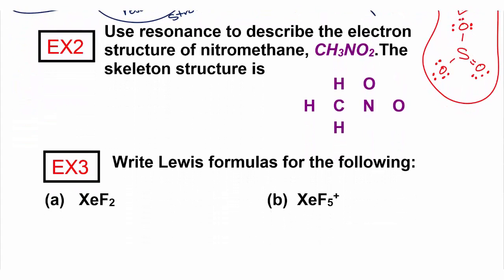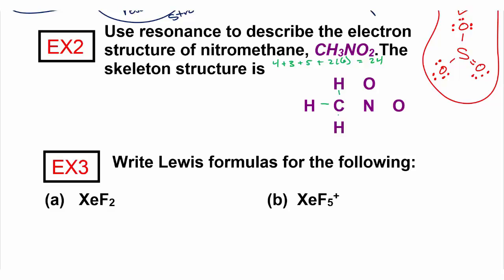Use resonance to describe the electron structure of nitromethane, and they give us the skeleton structure. Let's find out the total first. We've got 4 for carbon, 3 for 3 hydrogens, 5 for nitrogen, and 2 times 6 for the oxygens, for a total of 24 valence electrons. So how's this going to look?